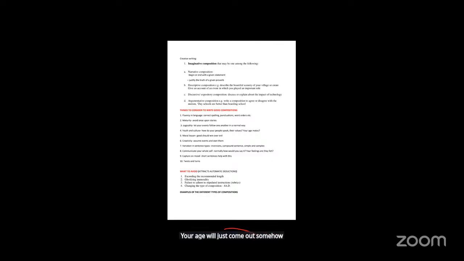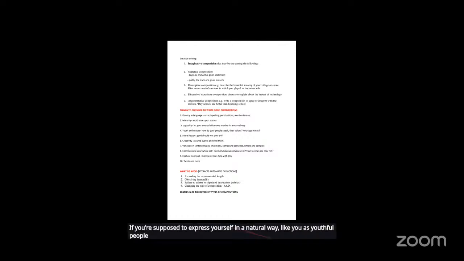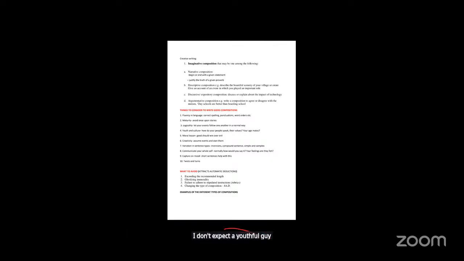And now someone will ask me, teacher, why do you want to know my age? No, you're missing the point. I'm trying to say, you are supposed to express yourself in a natural way, like you as youthful people, in terms of your story, because you also know that literature is a mirror of society. I don't expect a youthful guy to be reasoning like a grandmother who is 65. It can never happen. Literature is that mirror of society.